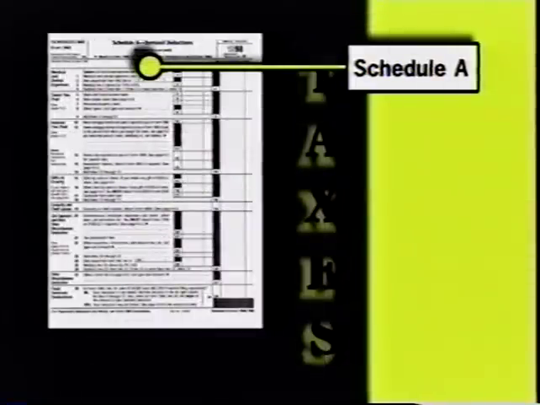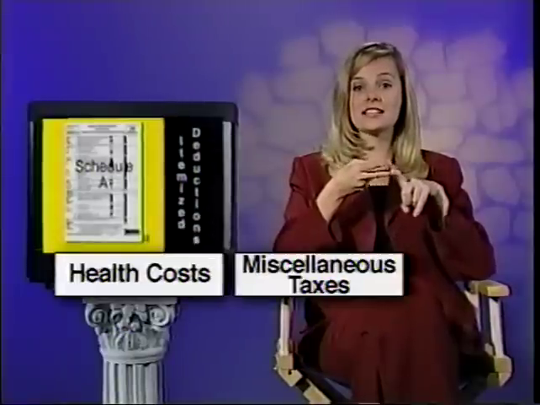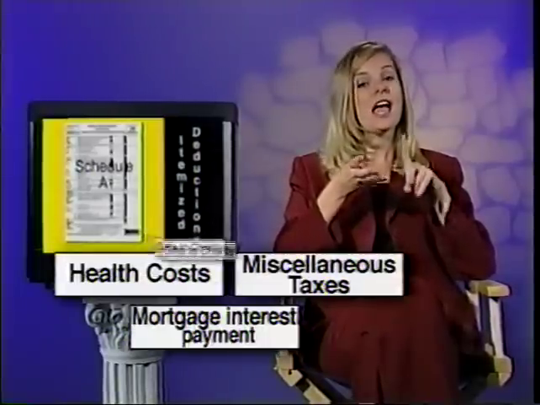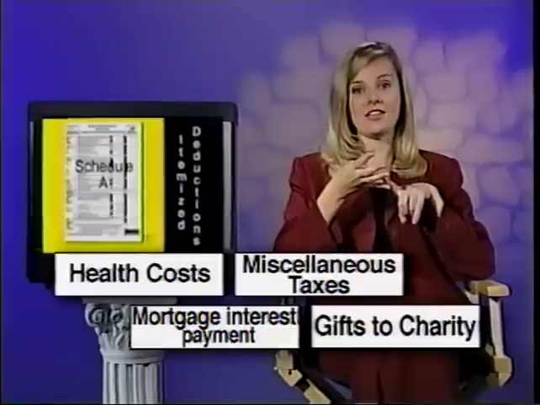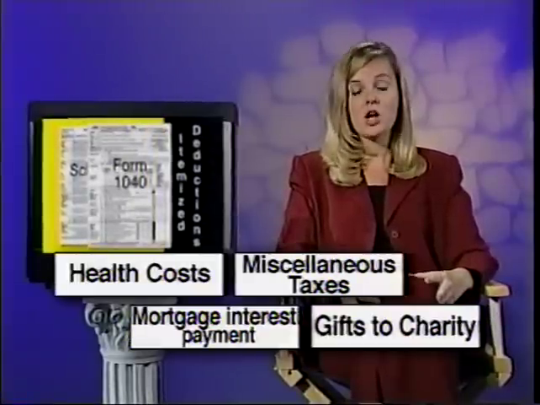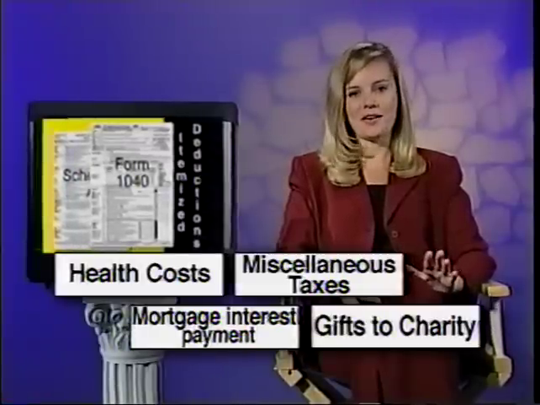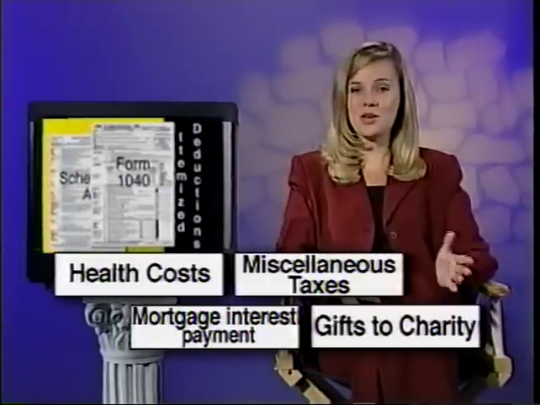Let's get started with Schedule A. Schedule A, Itemized deductions. Schedule A is where all those pesky itemized deductions like health costs, miscellaneous taxes, interest paid on mortgages, and gifts to charity are all listed together. Now, because Schedule A relies on Form 1040 and vice versa, we'll do part of one form, then we'll switch to the other one. But don't worry, by now this form jumping business should be old hat.